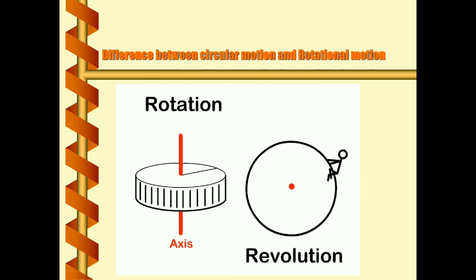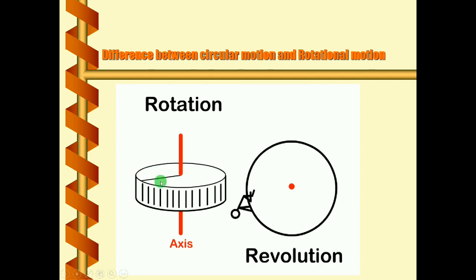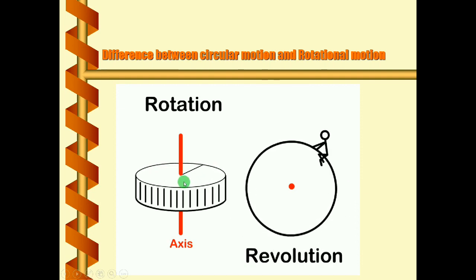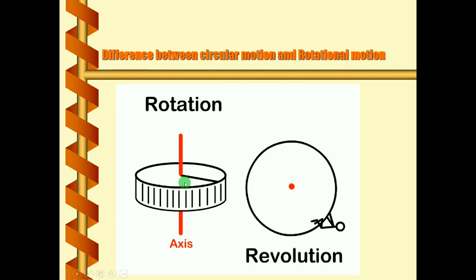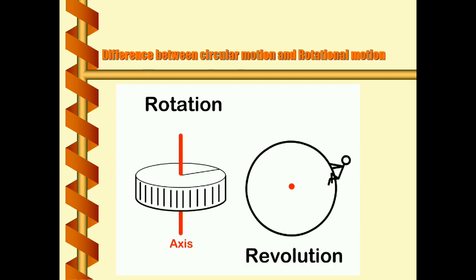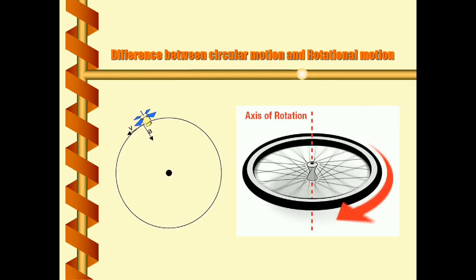So the body as a whole is rotating about a given axis of rotation, but the particles are actually in circular motion, revolving in circular paths of different radii. If you coincide the centers of all the circular paths, you will get a straight line, that is nothing but the axis of rotation. So that is the difference between circular motion and rotational motion.